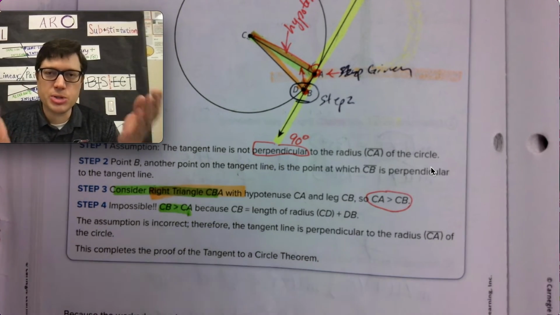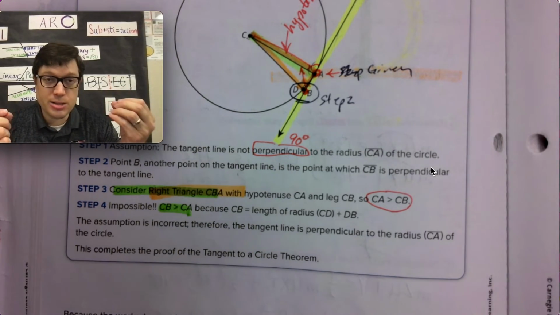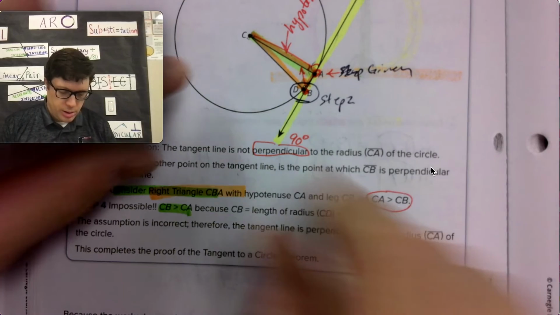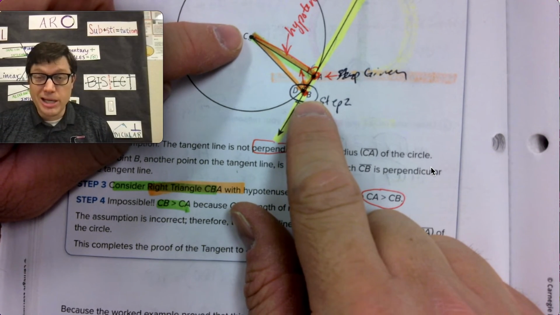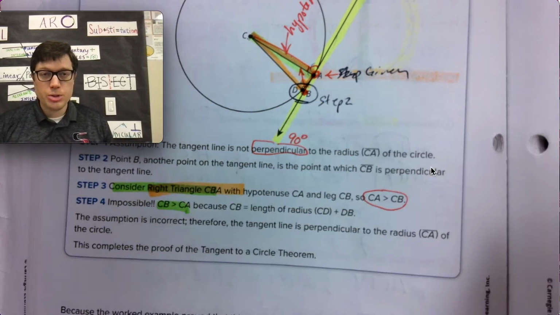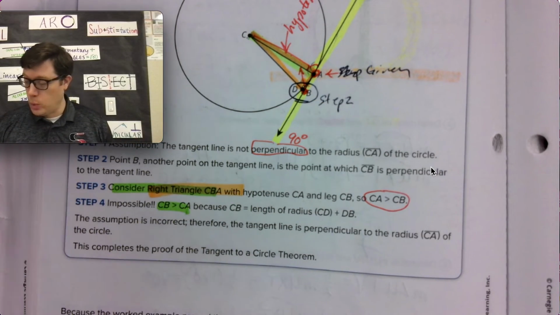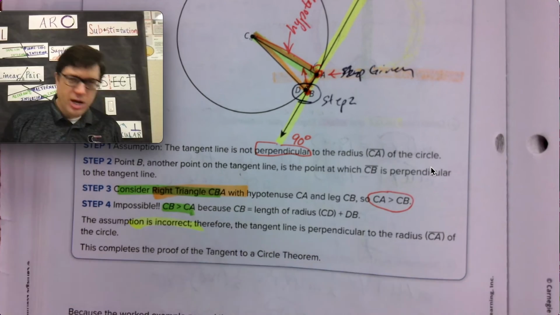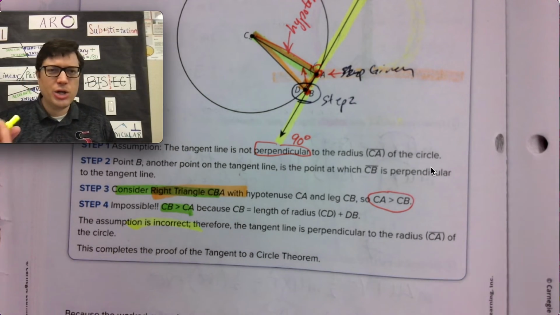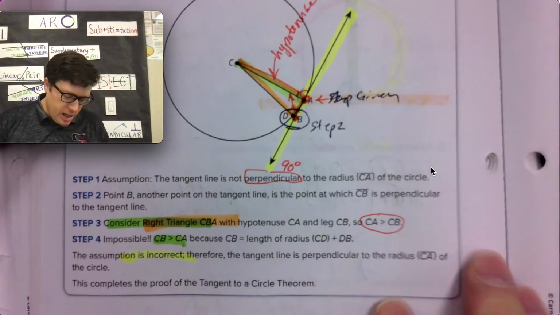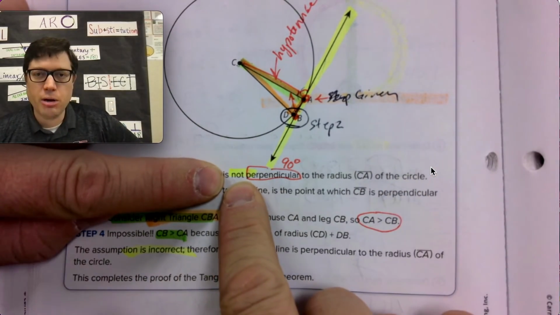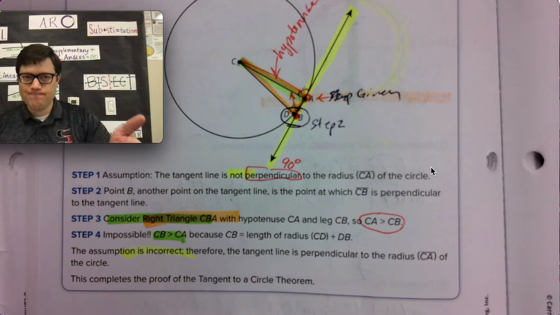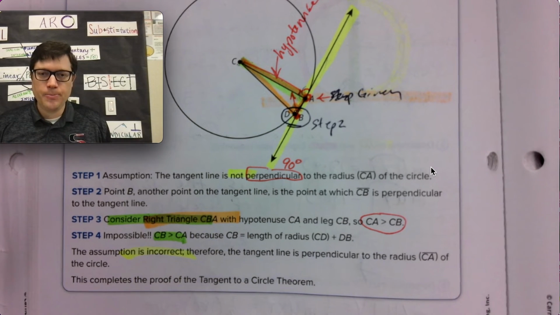The radius of the circle is shorter than this radius plus the little bit that it takes to get out to B on the tangent line. Therefore, the assumption is incorrect. No. You can't say that. You cannot say the tangent line is not perpendicular. This is incorrect. The tangent line is perpendicular.